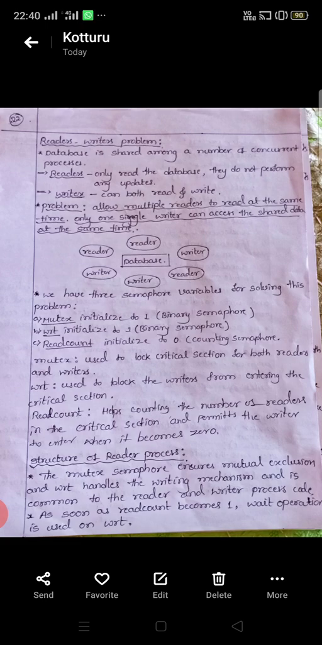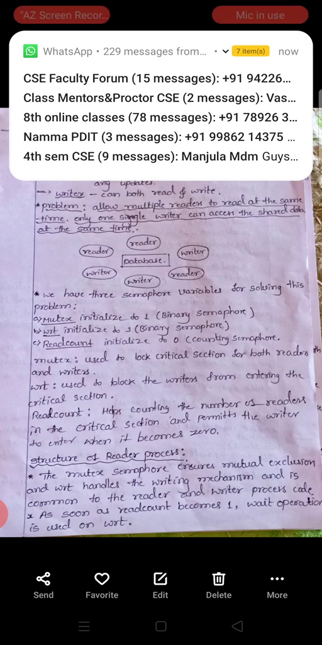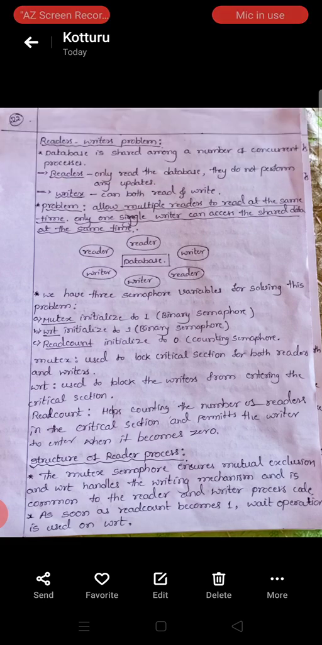It uses three semaphores. One is a mutex semaphore. It provides mutual exclusion among the processes and it is initialized to 1. The next semaphore, WRT or write semaphore, is initialized to 1 and it is also a binary semaphore. And the next semaphore is a counting semaphore, initialized to 0.